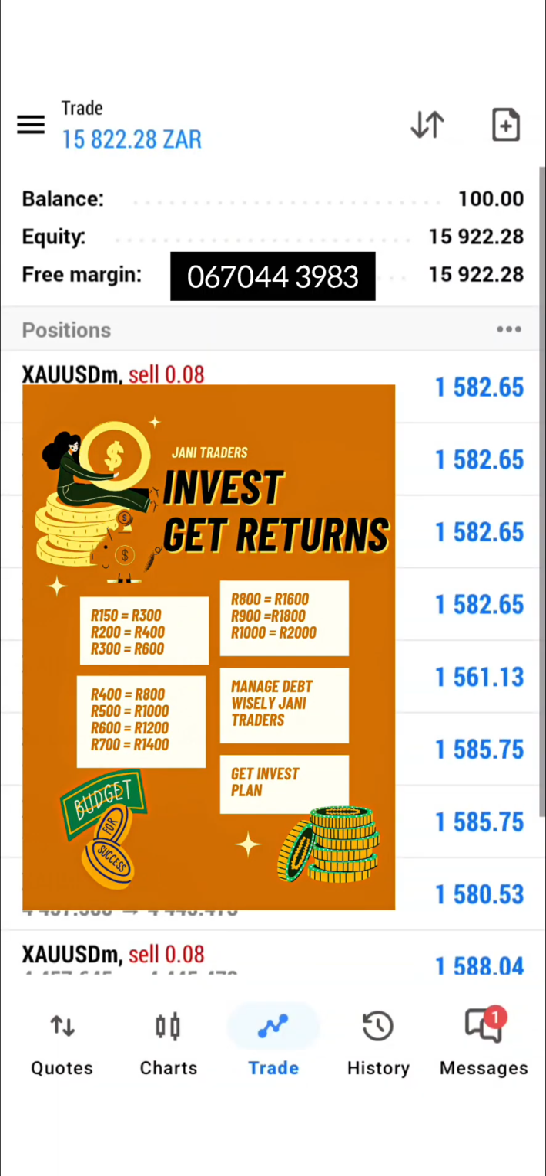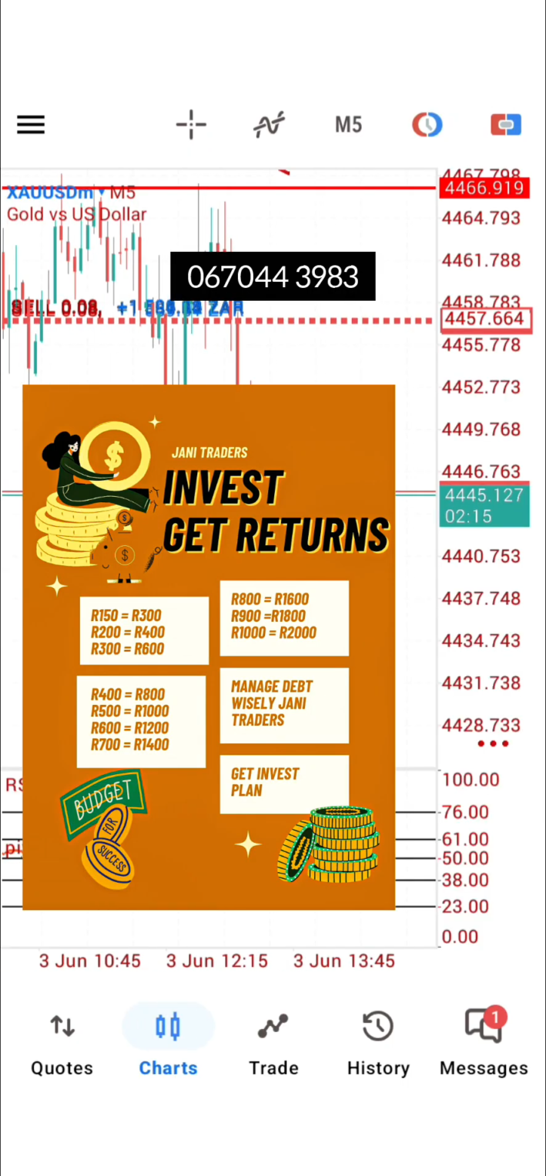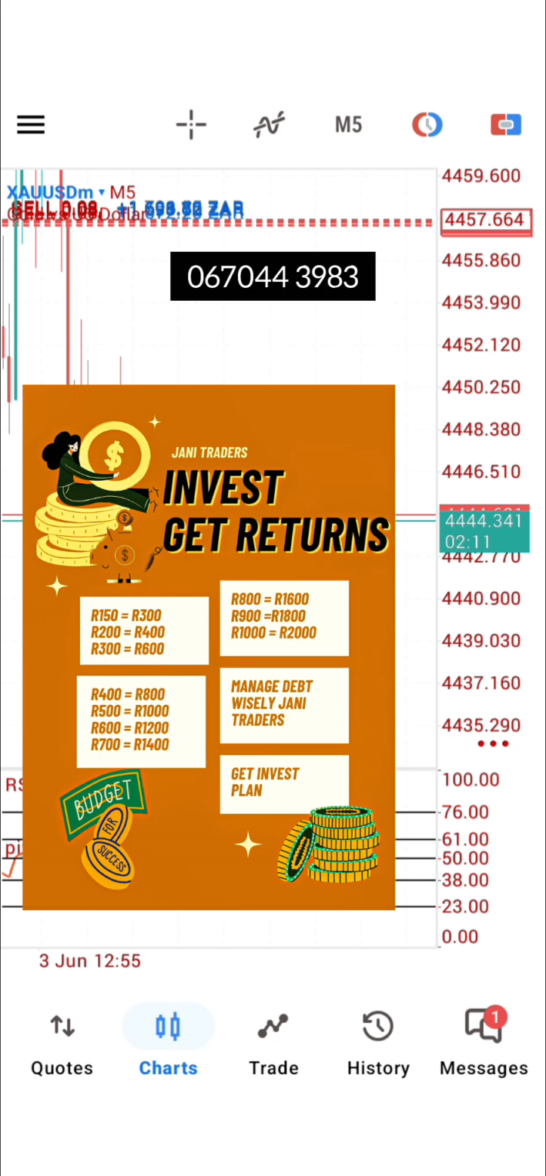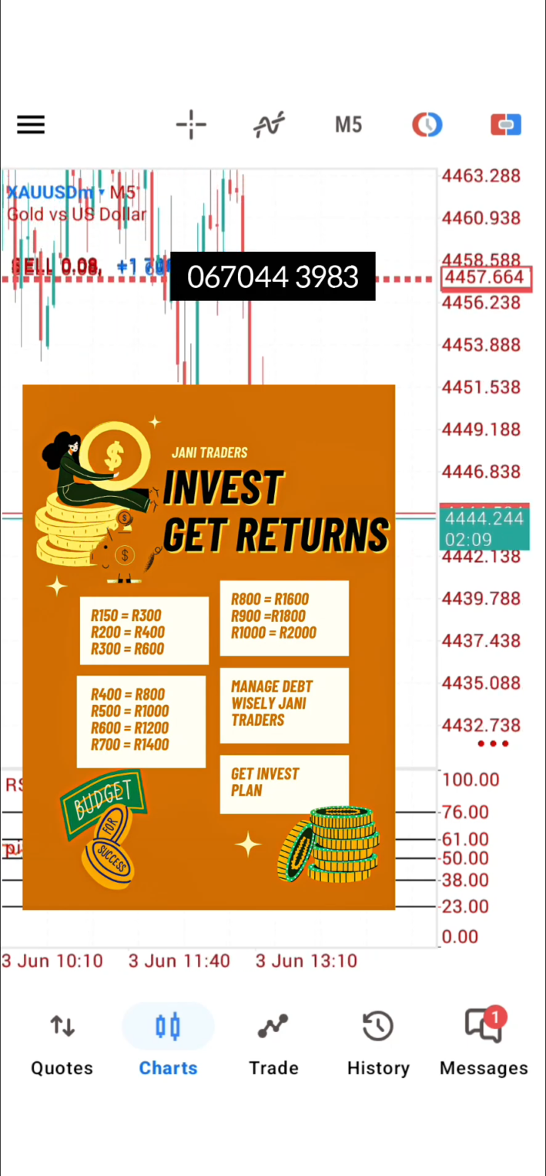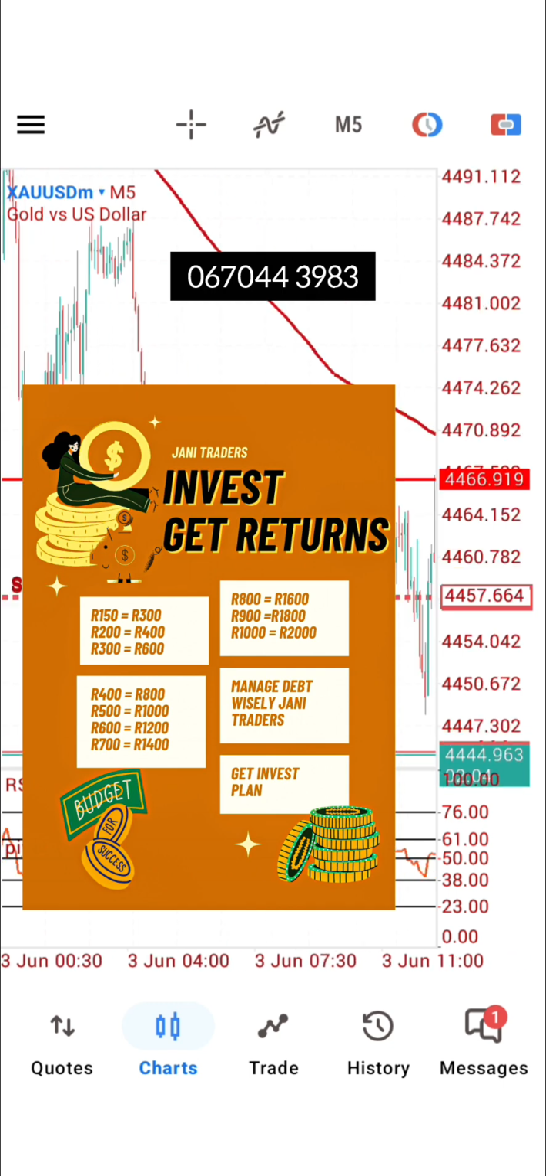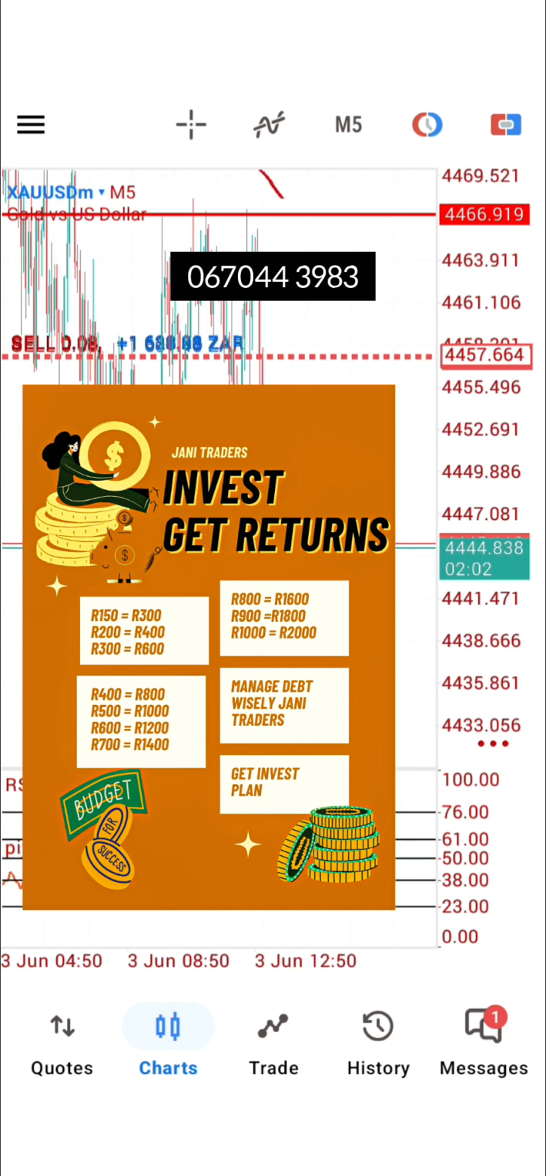Guys, as you can see, on the client account we're now growing 100 rand. This guy begged me, said, "My brother, please help me. I want to make money." Then I said, "Let me check what gold is doing, then I will let you know what we can have on gold."